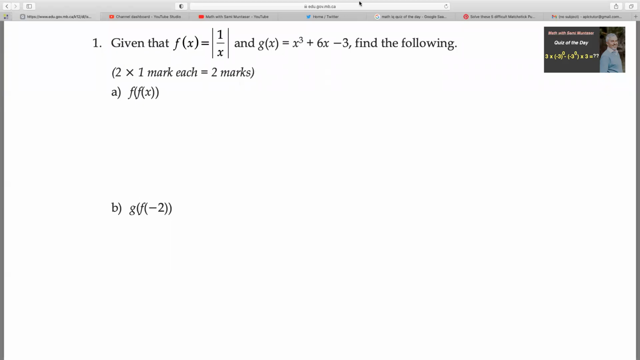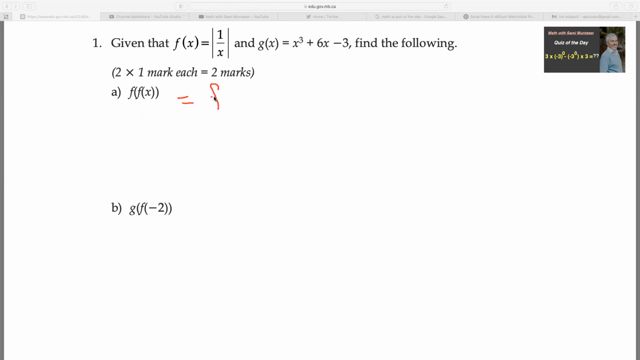So here is the first question. f of x equals the absolute value of 1 over x and g of x equals x cubed plus 3x minus 3. Find the following: f of x. So f of x, what are you doing? You're solving this in itself.